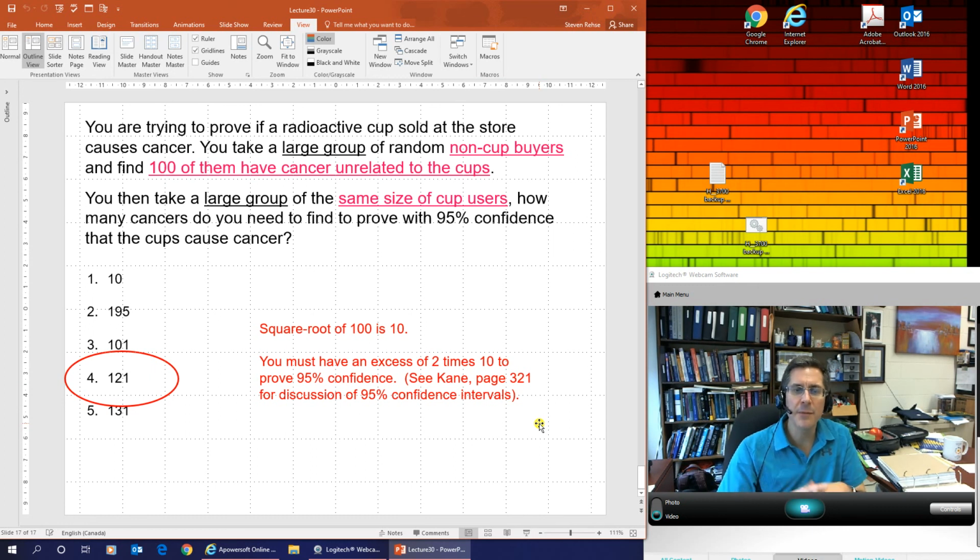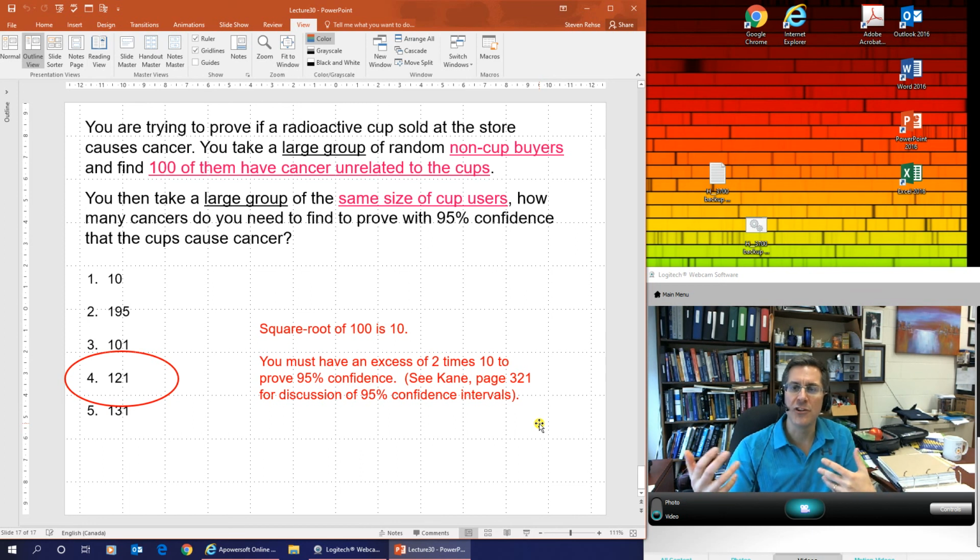If it was 3 sigma, 131 is not a bad answer. If you said that, I would accept that as well. That makes you 99.7% confident. Yep, those cups cause cancer. But a lot of times in medicine, they say 95% is pretty certain. I feel pretty good about that, and that's a 2 sigma determination. So sigma was the square root, which was 10. 2 times sigma is 20.